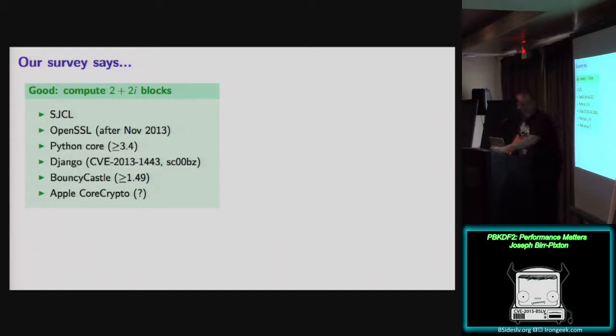Other people: OpenSSL and Python core. These share the same code, written by a German Python core developer named Christian Heimes, and he noticed this in 2013 and made sure that both were quite good. Django did the same thing, but in a different context.